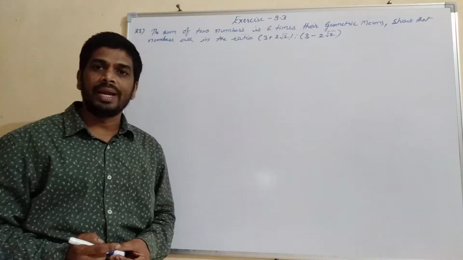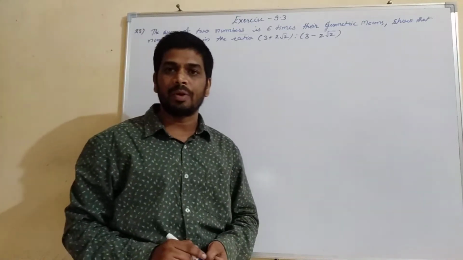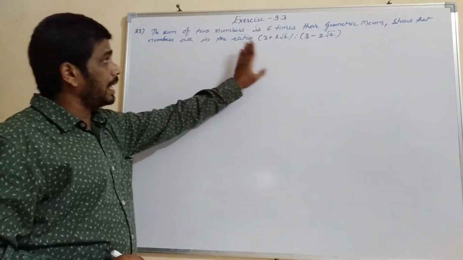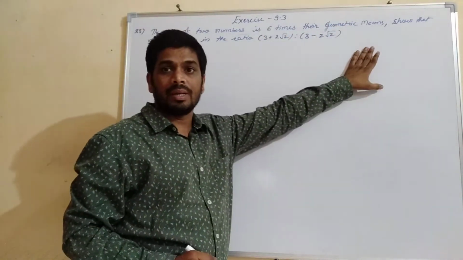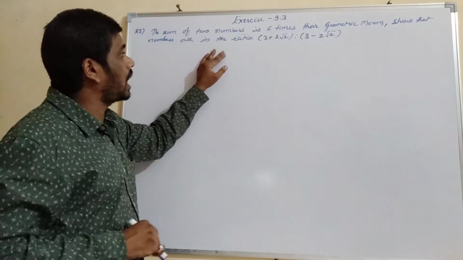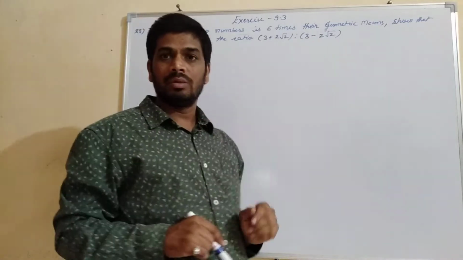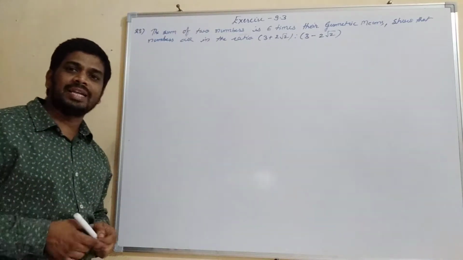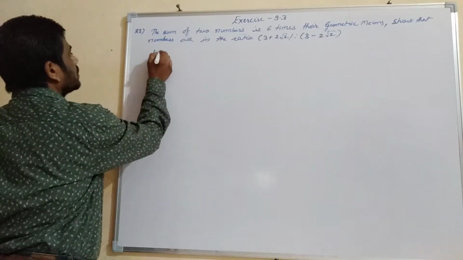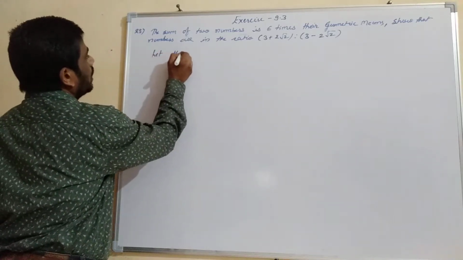Let us solve the 28th question of exercise 9.3. Here the sum of two numbers is 6 times their geometric mean, and we have to show that these two numbers are in the ratio given. So let us assume that these two numbers are small a and small b.